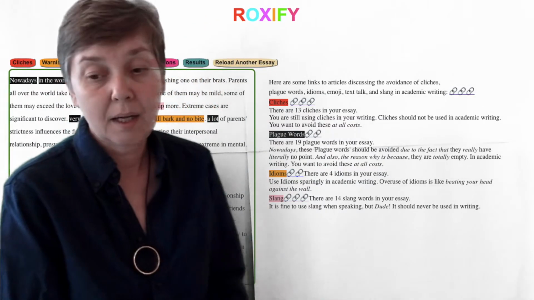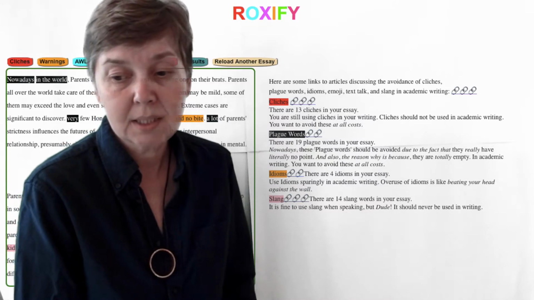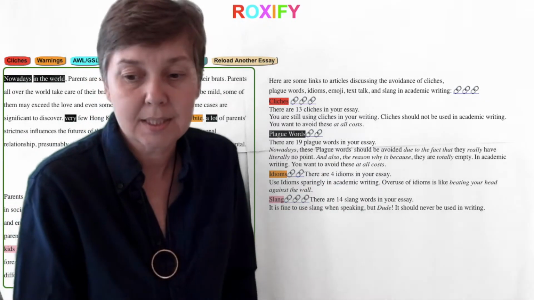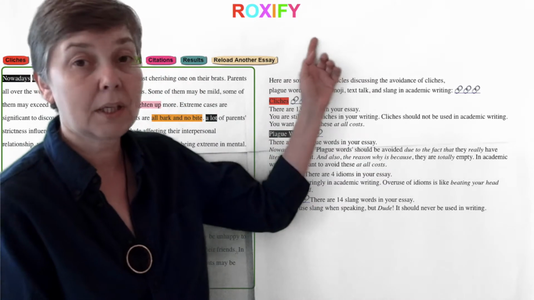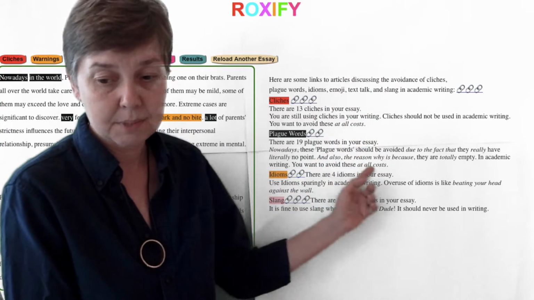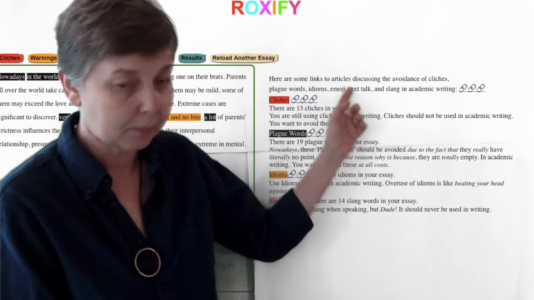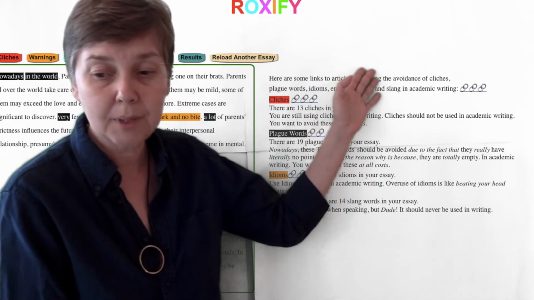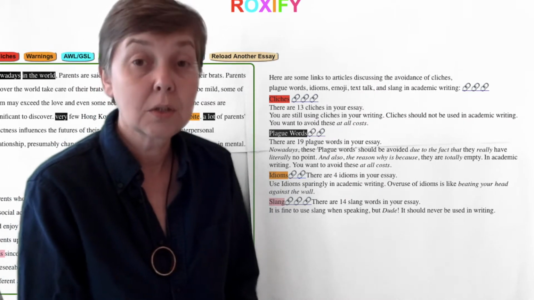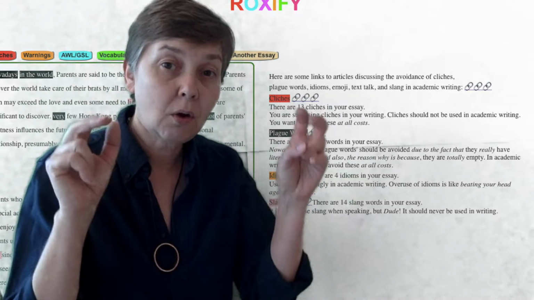So, the first button that we're going to look at is cliches, and basically cliches are not to be used in academic writing. They have no place. In Roxify Online, it will tell you how many cliches or plague words or idioms or slang words you have in your paper. Now, this particular paper has 13 cliches in it. It says that you are still using cliches in your writing and they should not be used. You want to avoid these at all costs.